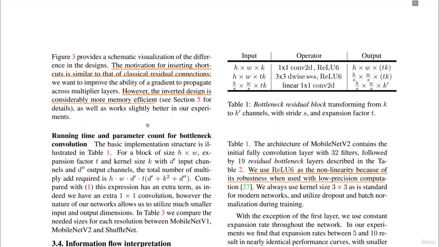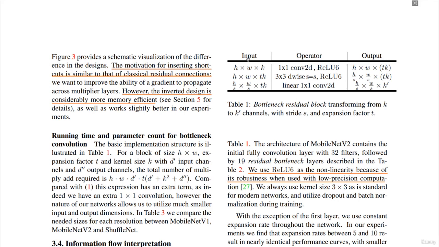Also, the motivation for inserting shortcuts is similar to that of the classical residual connections, that's with the ResNets as we had seen previously. However, the inverted design is considerably more memory efficient. On this table right here, we can see exactly how a residual bottleneck block transforms inputs with k channels to k prime channels, with a stride of S and an expansion factor of T.